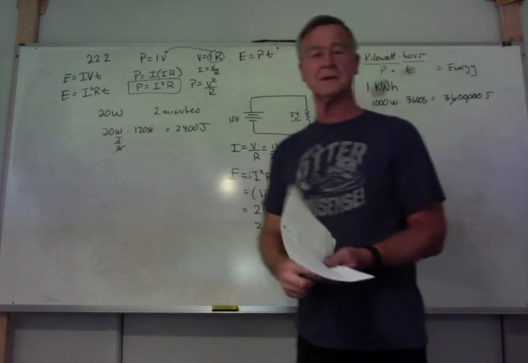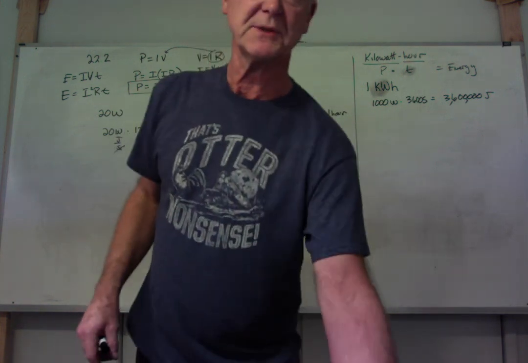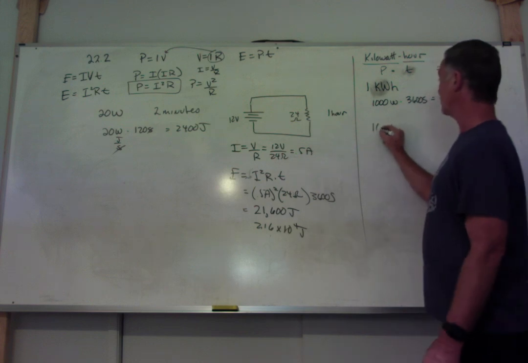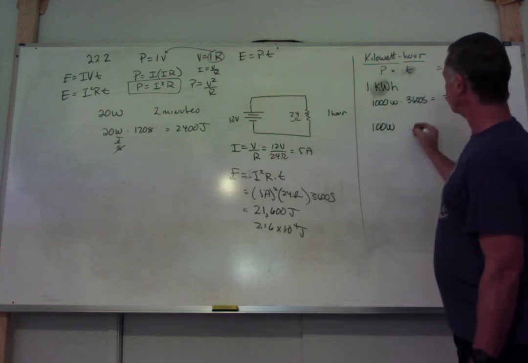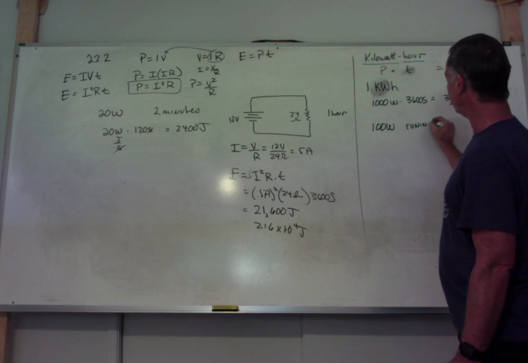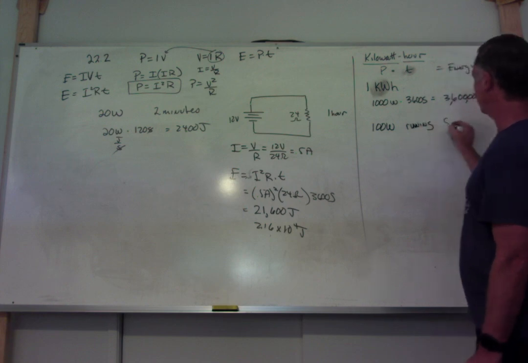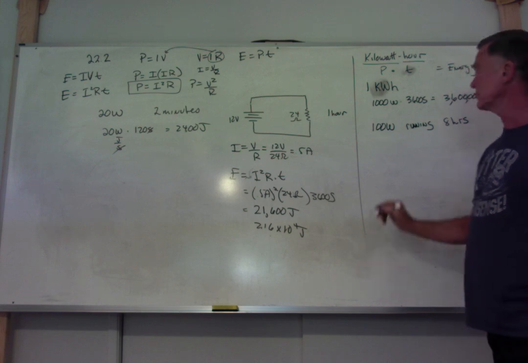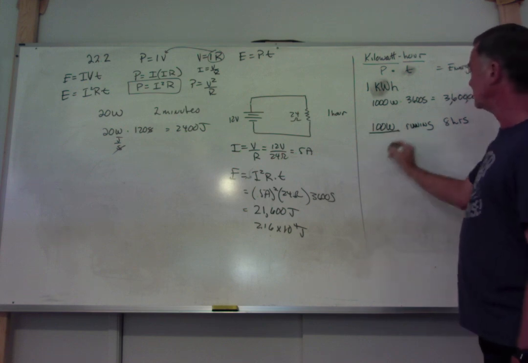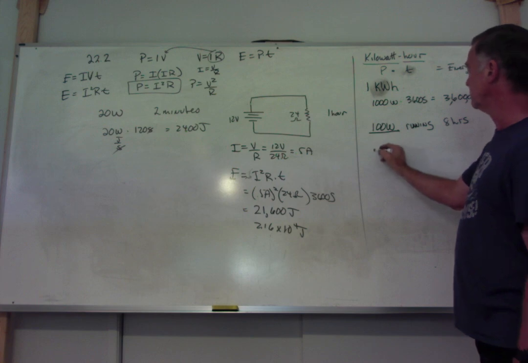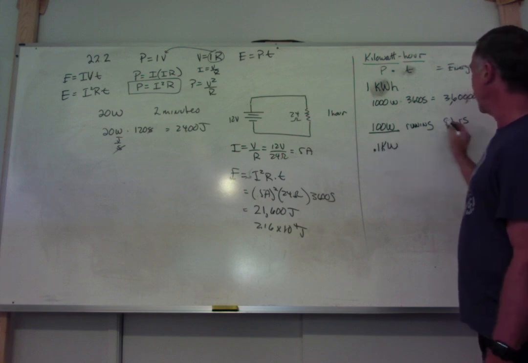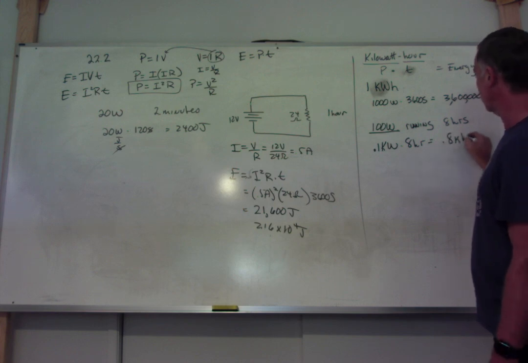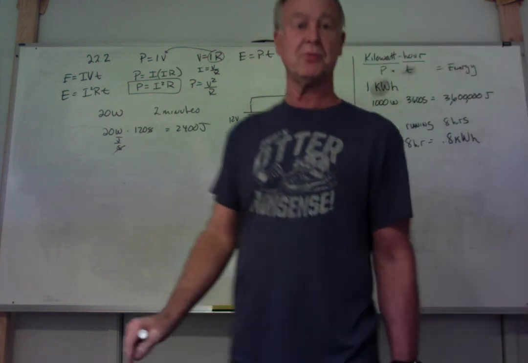3.6 million joules is 1 kilowatt hour. If I was to tell you that you have a 100-watt light bulb and it's running for, let's say you left it on all day long, left it on for 8 hours, how many kilowatt hours did that use? Well, we would have to change this to kilowatts. 100 watts is 0.1 kilowatt times 8 hours. This would be 0.8 kilowatt hours that would be used.